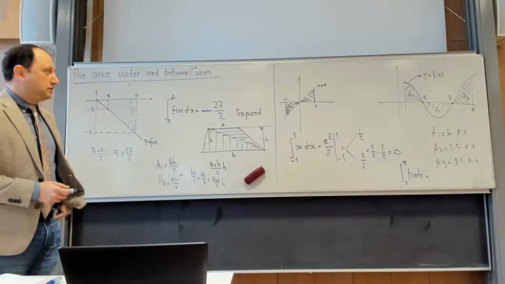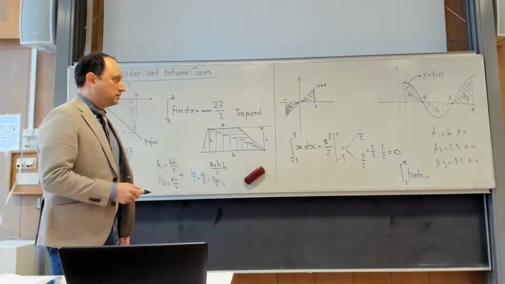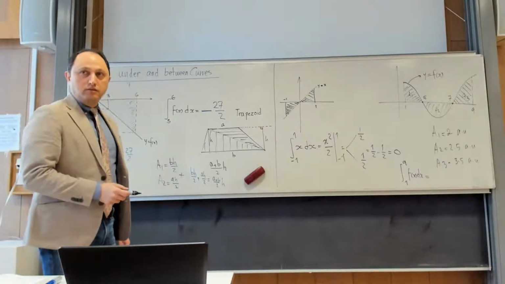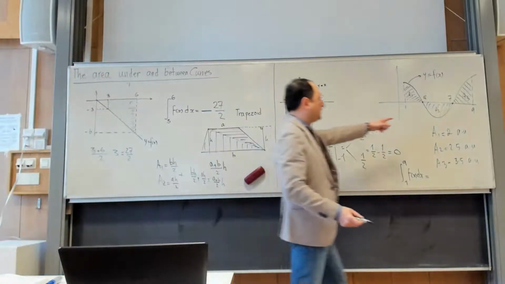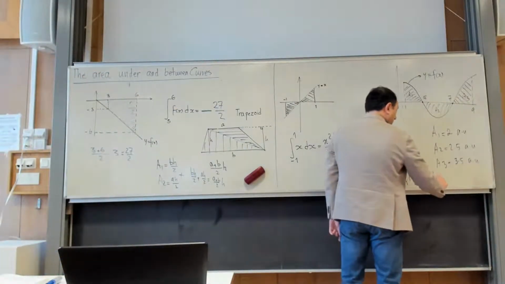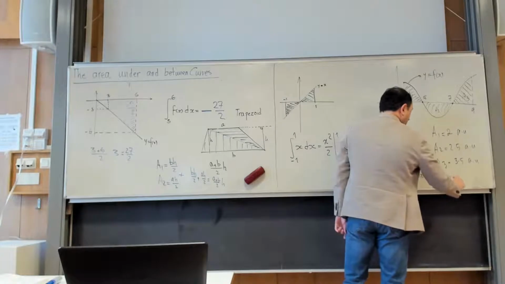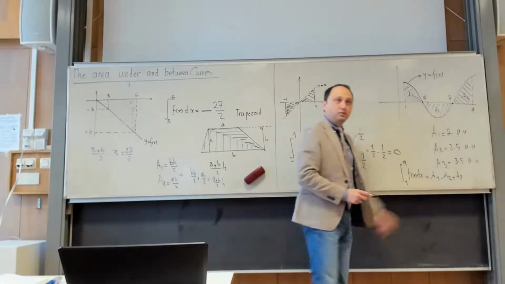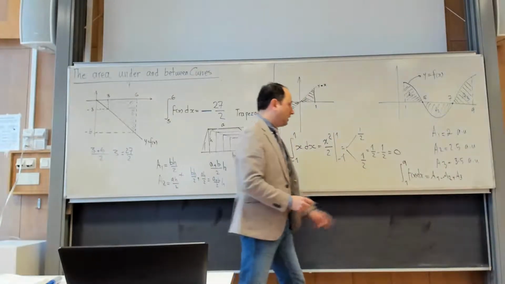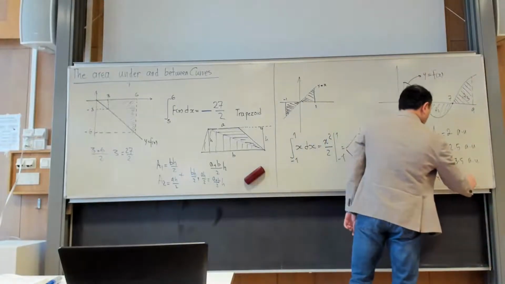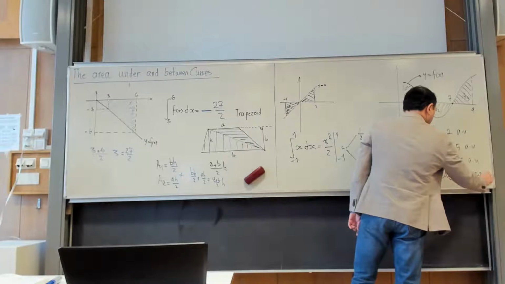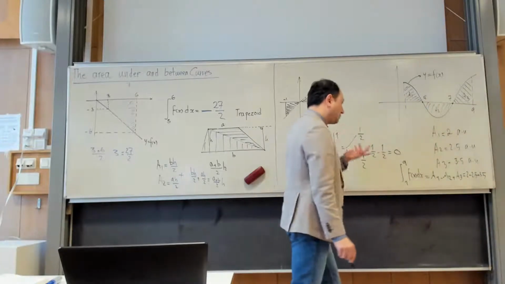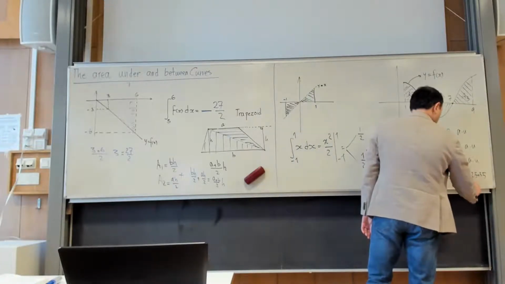I added A1 and A3 and then subtracted. Exactly, because those are above the x-axis, this one is below the x-axis. So I would write A1 minus A2 plus A3. That would be the relation, yes? So A1 is, according to these numbers, 2 minus 2.5 plus 3.5. And then what's the answer? It's 3, yes?